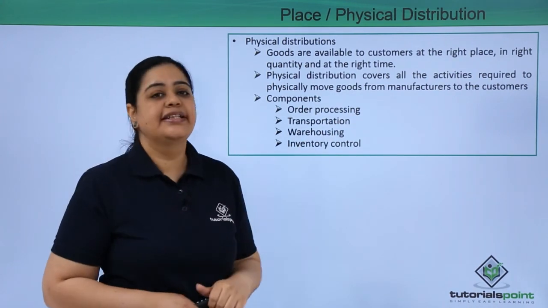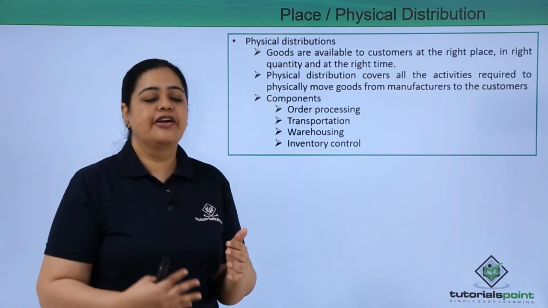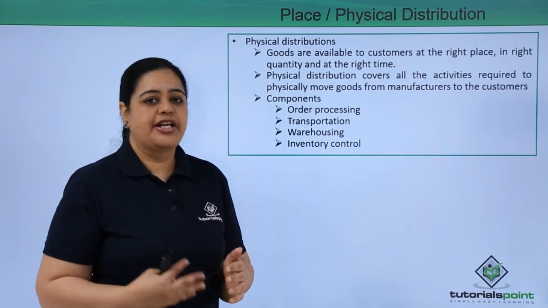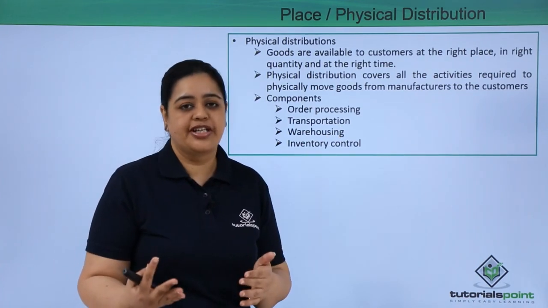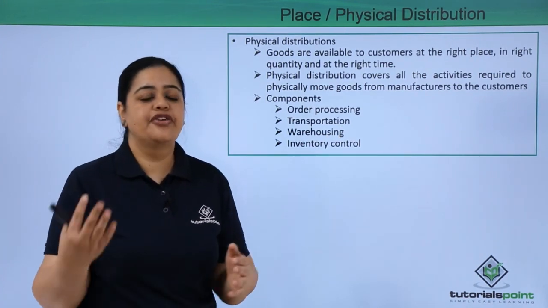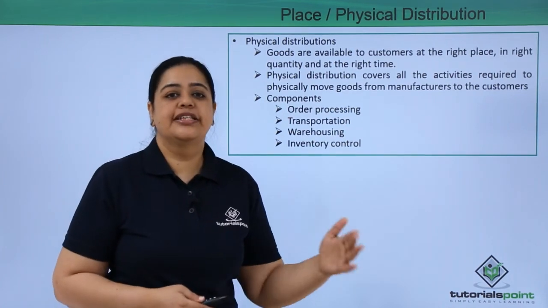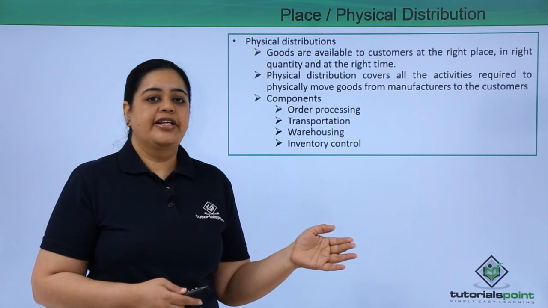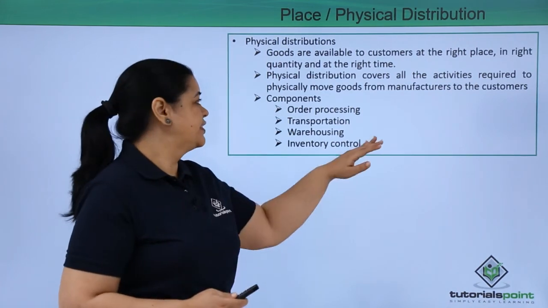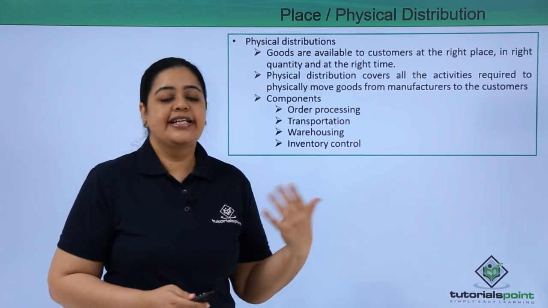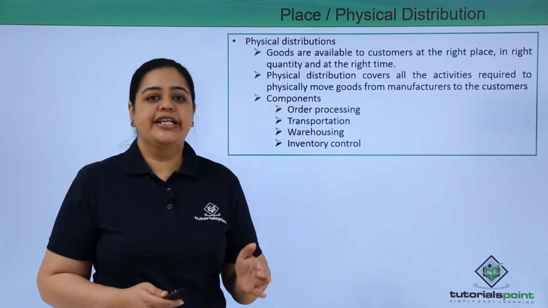Order processing is nothing but the order. Once you have the customer, you decide on the order which he requires to be executed. Transportation: what would be the means of transportation, how it would reach the customer. Warehousing is storing the goods till the demand is there from the customer. You have to keep a certain level of inventory, which is the fourth component. As a company, you need to decide how much inventory needs to be kept.